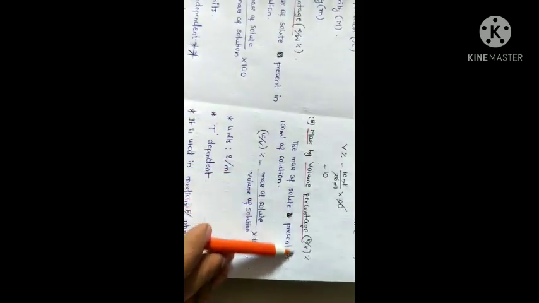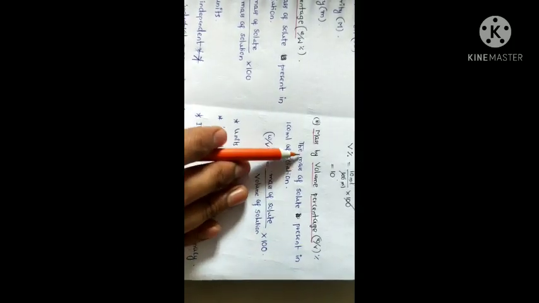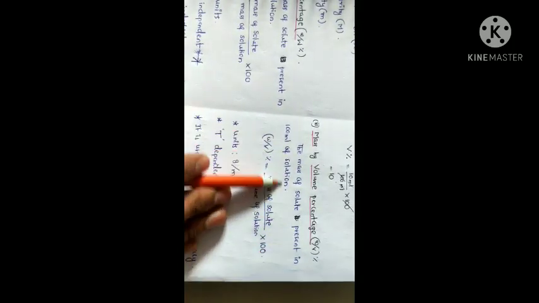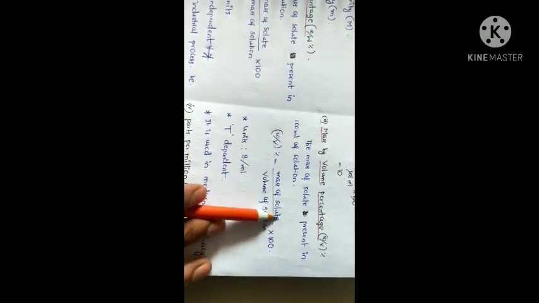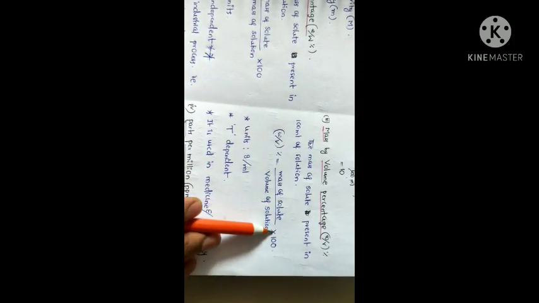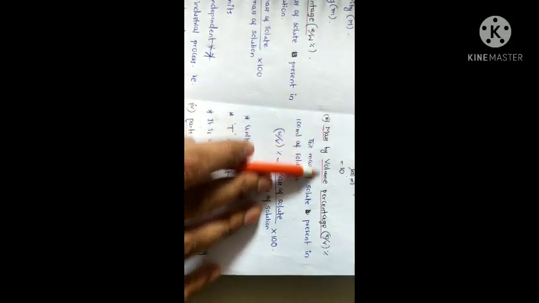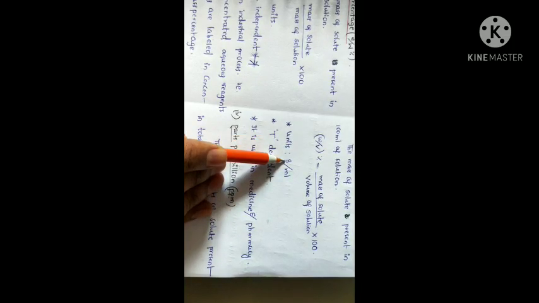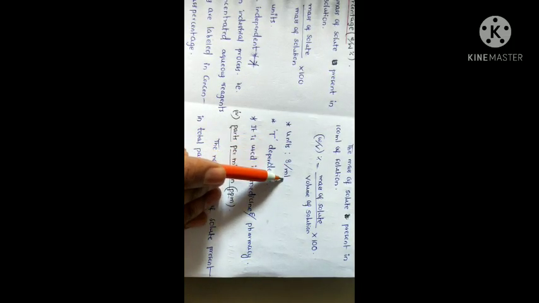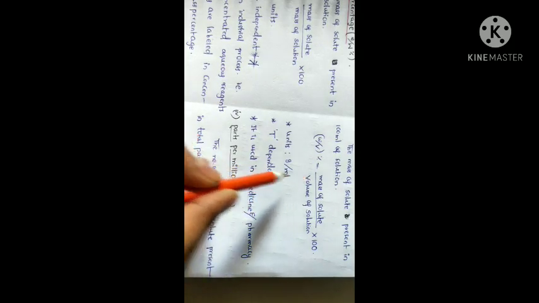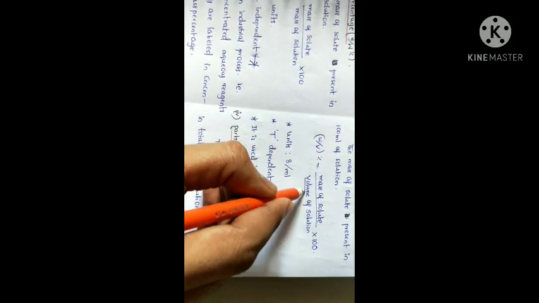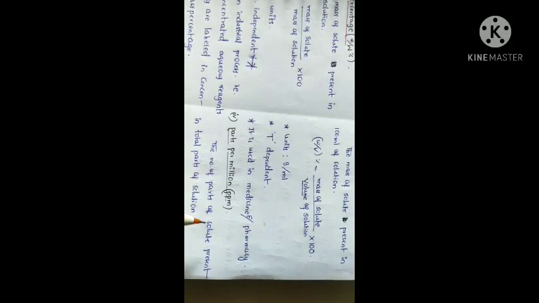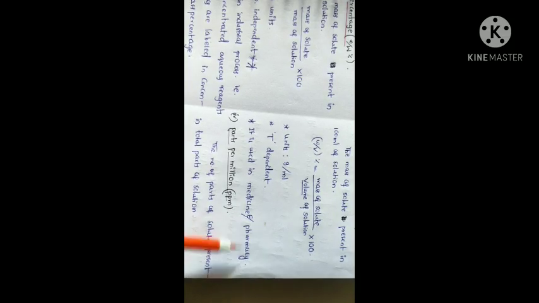Next, mass by volume percentage. It is the mass of solute present in 100 ml of solution. So mass of solute divided by volume of solution, times 100, gives the mass by volume percentage. But it has units, which are gram per milliliter. It is temperature dependent because volume is dependent on temperature, and it is used in medicines and pharmacy.